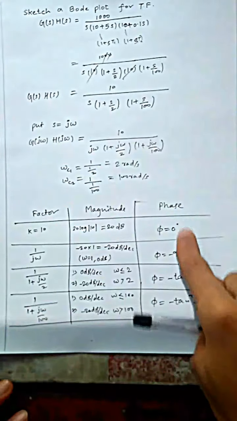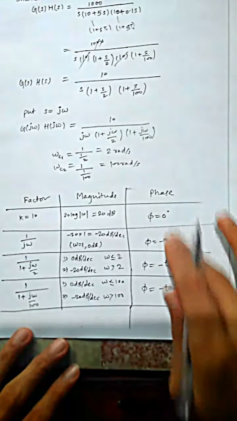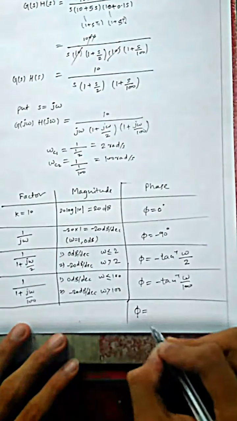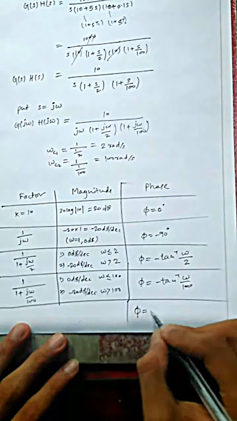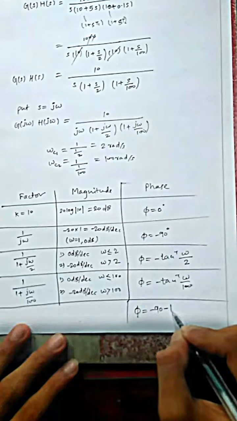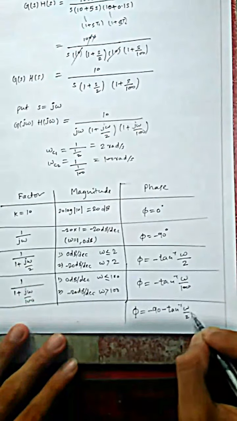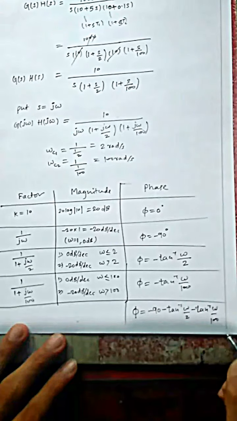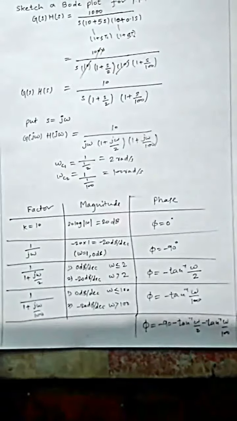From this phase column, we'll get one equation by summing up all this. And this equation will be useful while plotting the phase angle plot. Sum up all these: minus 90, minus tan inverse omega by 2, then minus tan inverse omega by 100. This equation would be helpful while drawing the phase angle plot.